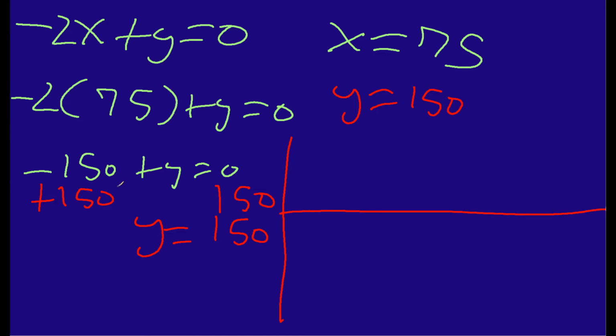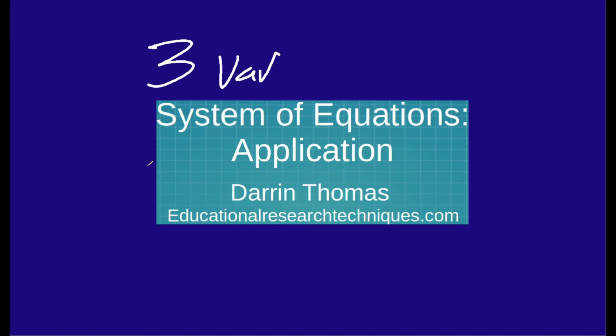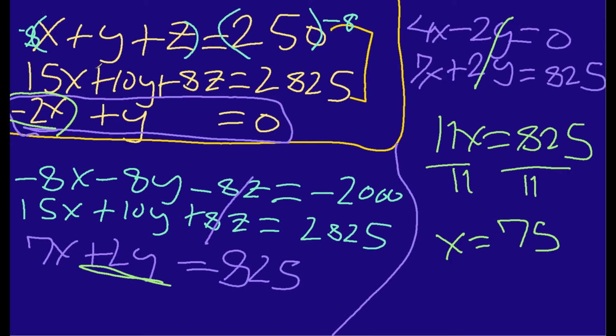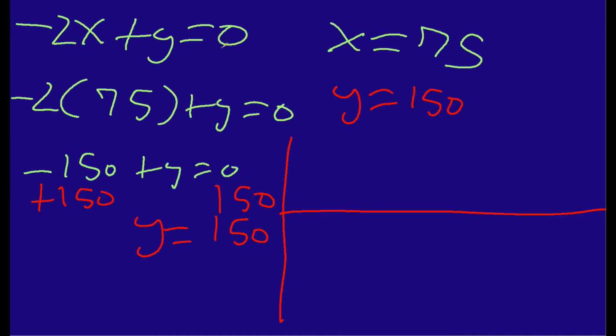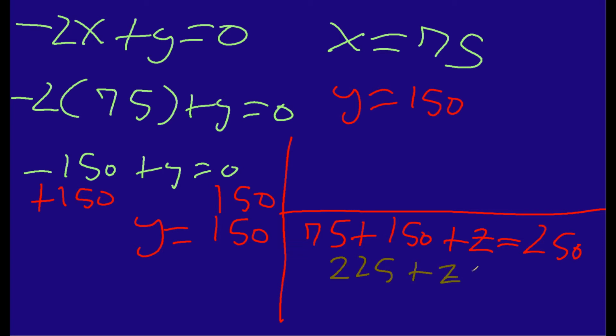So now all we have to do is solve for z, which if you look way back at the beginning, was going to be x plus y plus z equals 250. So having said that, x is 75, y is 150, and we don't know what z is yet, but we know that it equals 250 tickets. So this is basic math, nothing deep here. So 75 plus 150 is going to be 225 plus z equals 250.